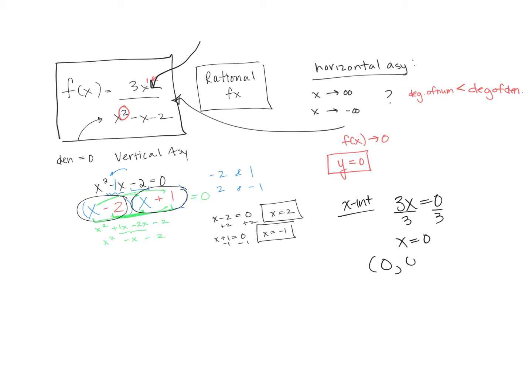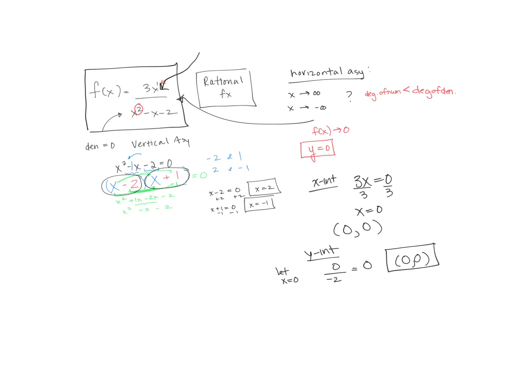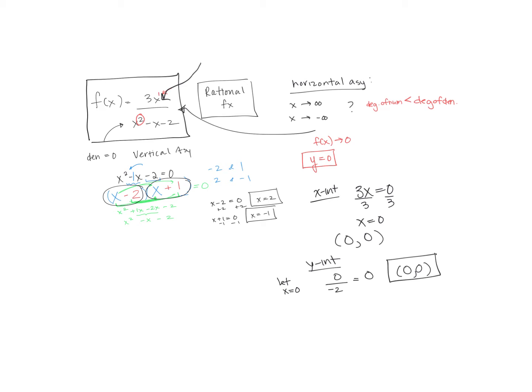So 0, 0. And that's also going to be our y-intercept, and you could kind of double check. If you plug 0 in, you're going to get 0 on the top, negative 2 on the bottom. Well, that's just 0. So again, when we let x equal 0, we get 0. So you can see that 0, 0 happening again. So this is going to be helpful, but we're also going to have to plot some additional points so we can get a better idea of what's going on.